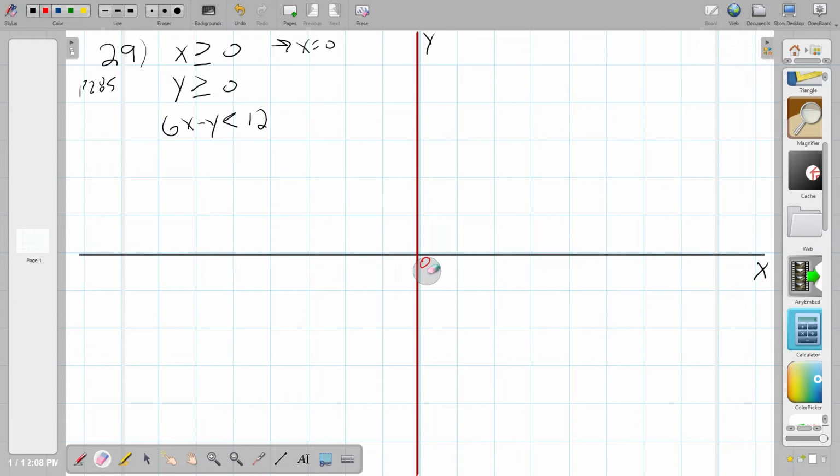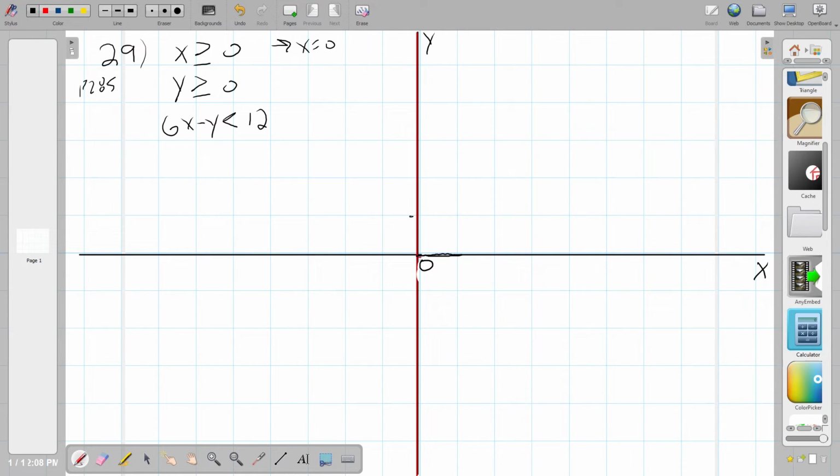Not what I wanted to do. Oh my goodness. Guys, what is going on with me? I am not being good at changing colors. There we go.